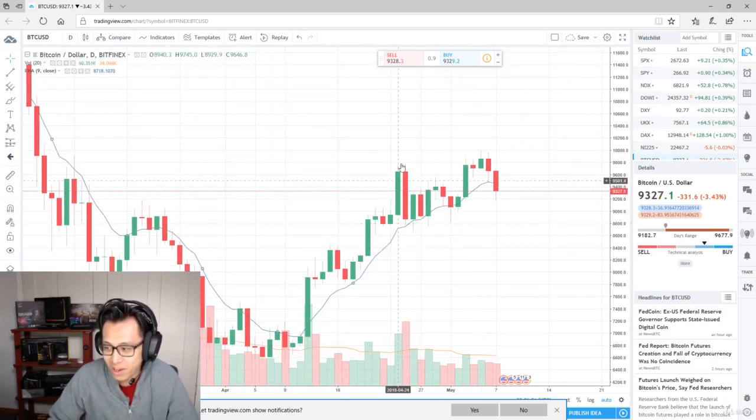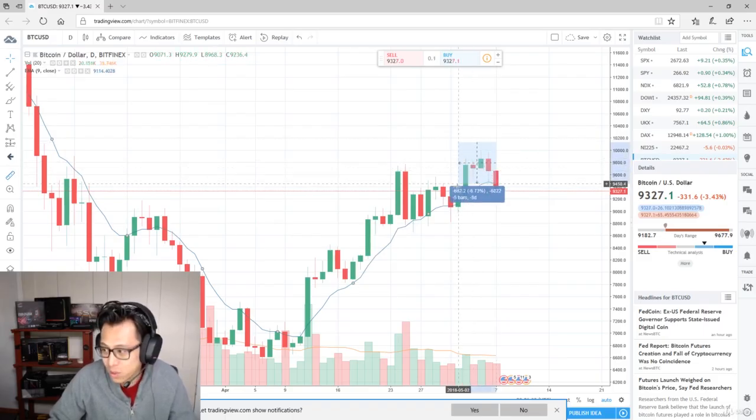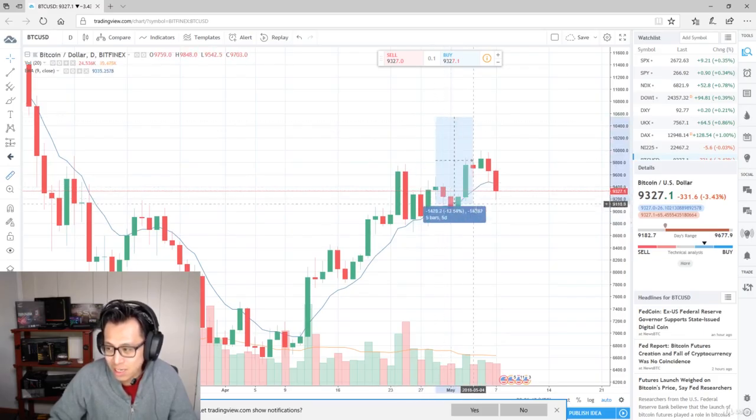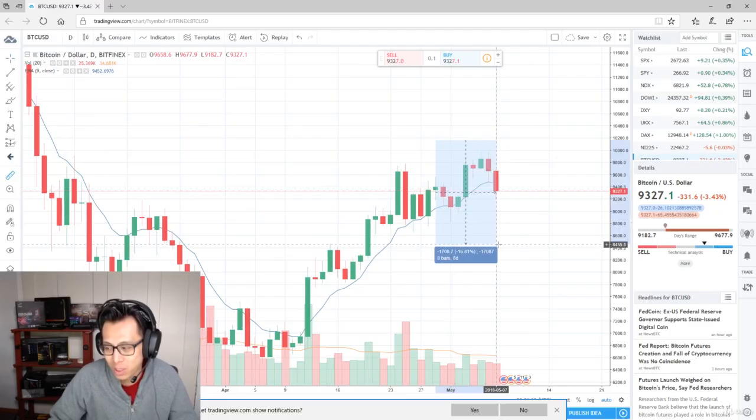So what the 9 does is it takes the previous 9 candles only. So maybe something like that, right? 1, 2, 3, that might be a little bit too much right here. So it takes 1, 2, 3, 4, 5, 6, 7, 8, and 9. So it just takes these 9 bars to give you an average of the price, right?